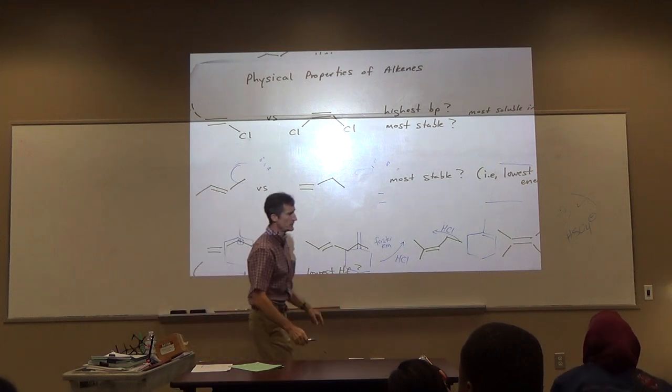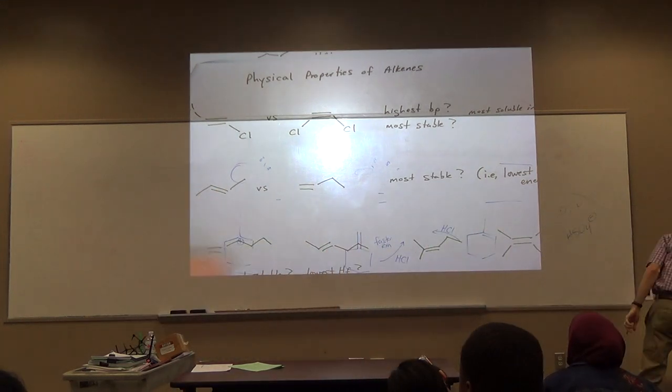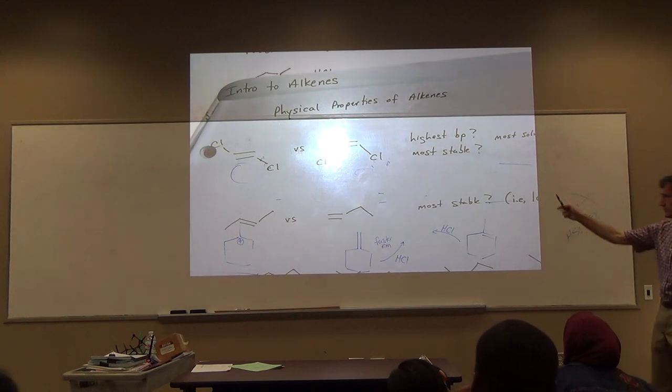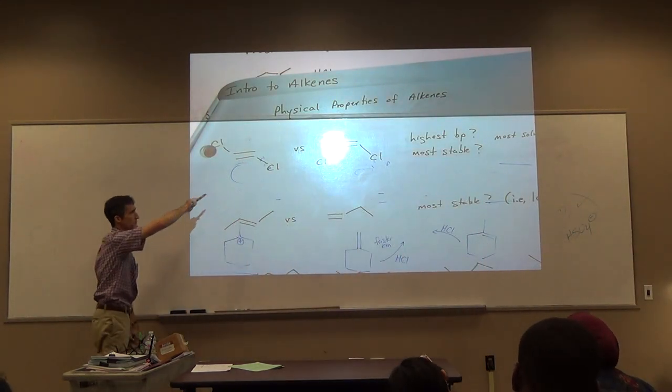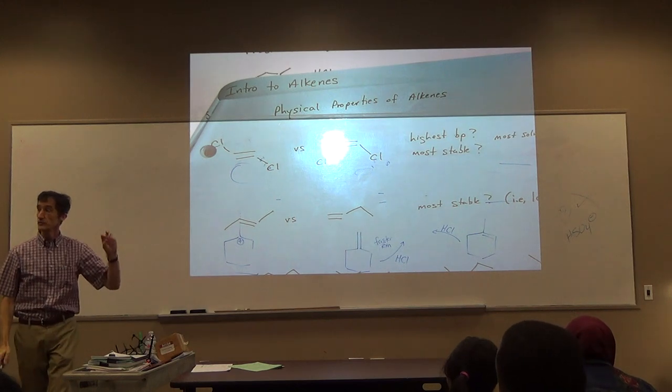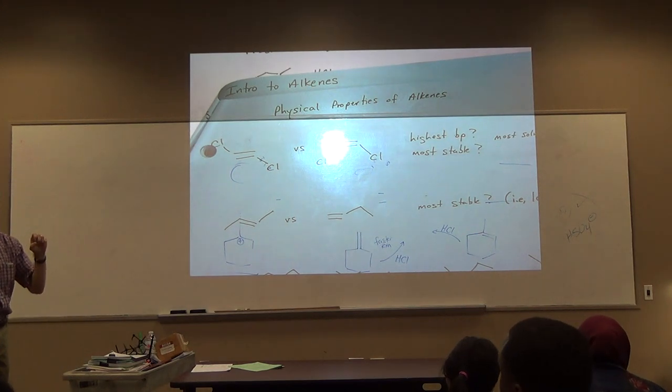Are those different or are those just conformers? Those are two different compounds up here. Why? Because the pi bond can't rotate. The chlorines are trans, they're cis. Two different compounds. Nomenclature video. Okay.